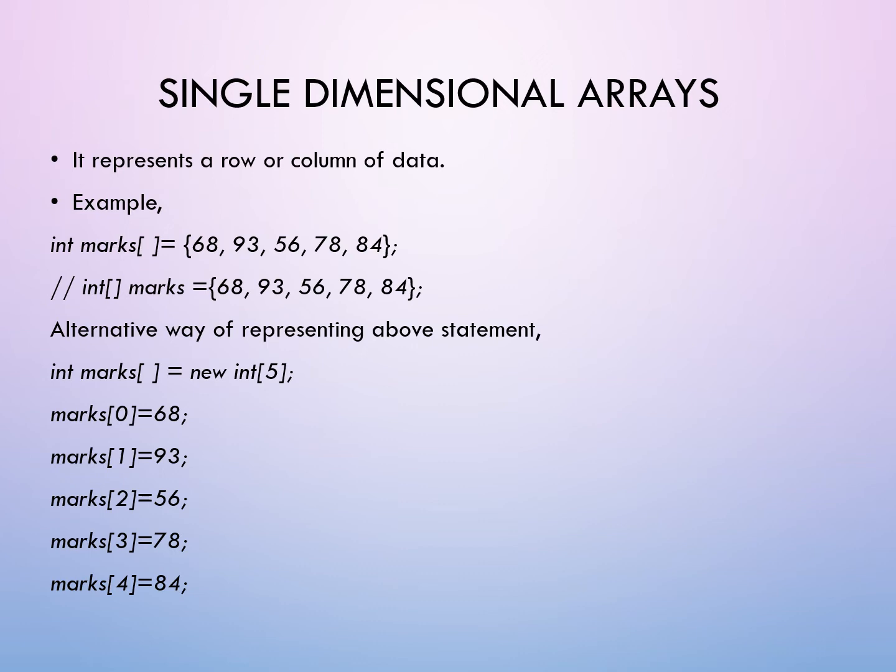Another alternative way of representing above statement is like first we declare the size of the array. So int marks a pair of square brackets equals to new int 5, which means 5 elements will be there, and then passing the values of each element to the array. So marks 0 equals to 68, marks 1 equals to 93, etc.